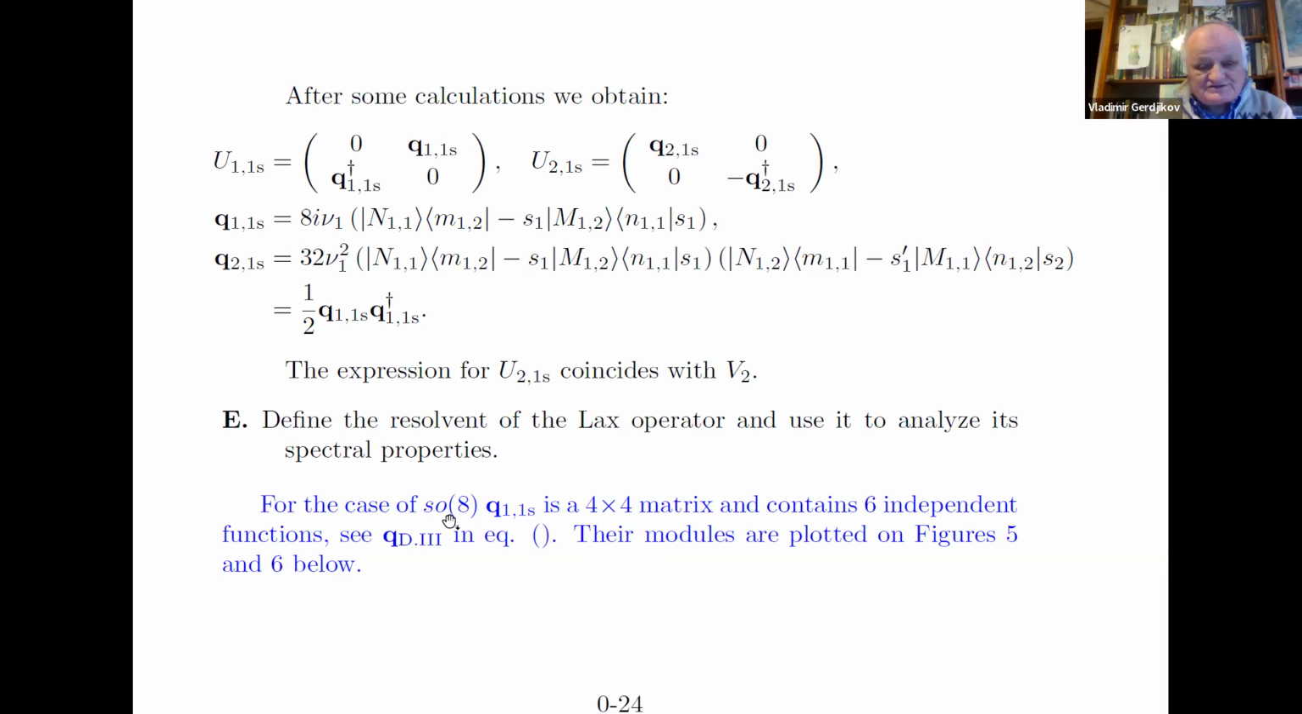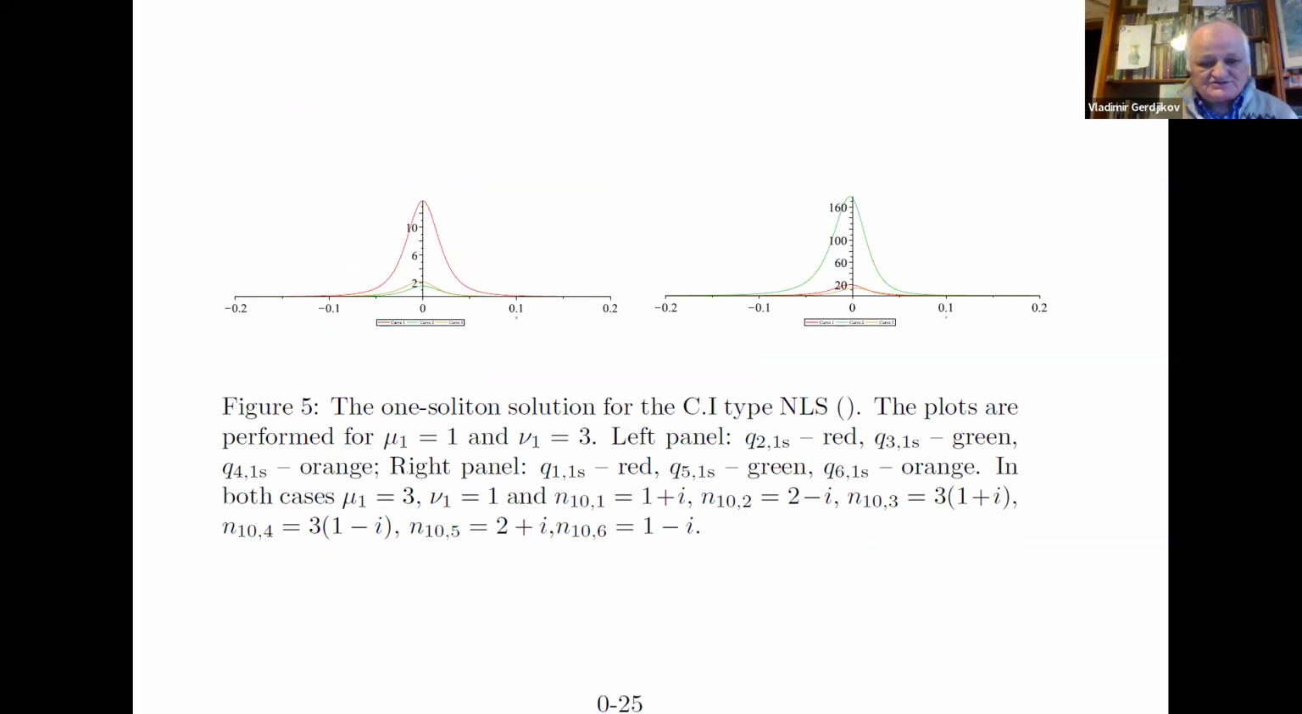So for the case of SO8, remember Q1 was a 4 by 4 matrix. And for SP4, it was a 3 by 3 matrix. So, of course, this capital U1 and capital U2 already have the necessary dimension corresponding to the symplectic and orthogonal cases.